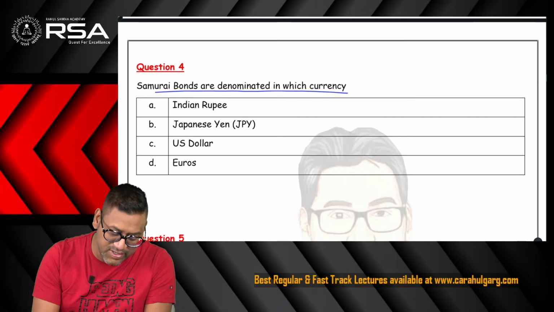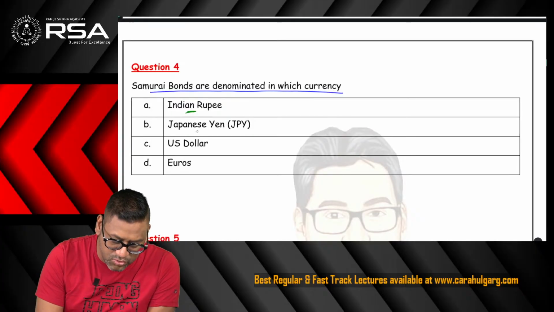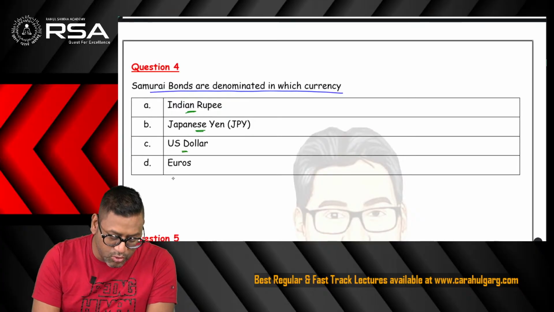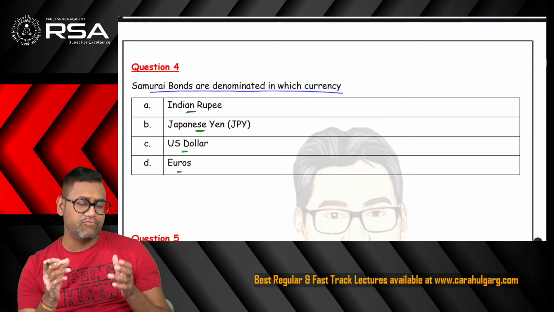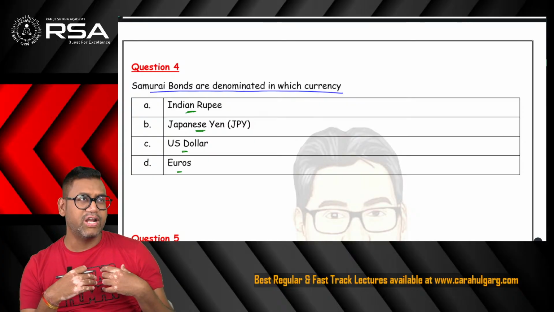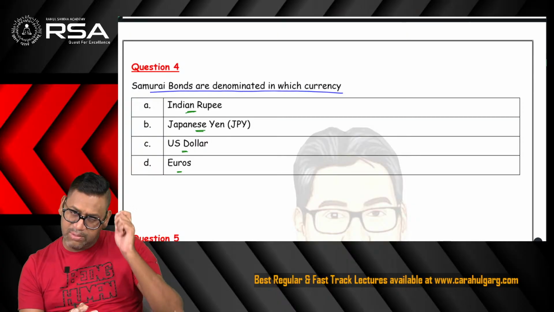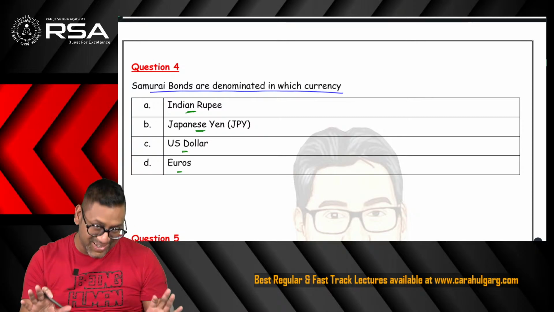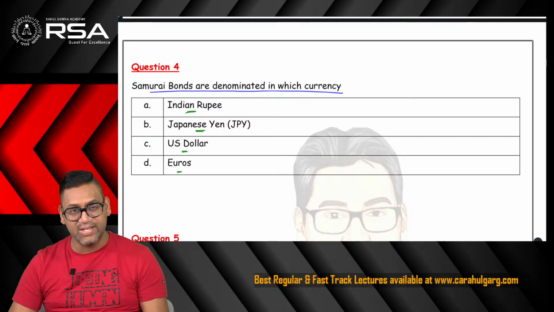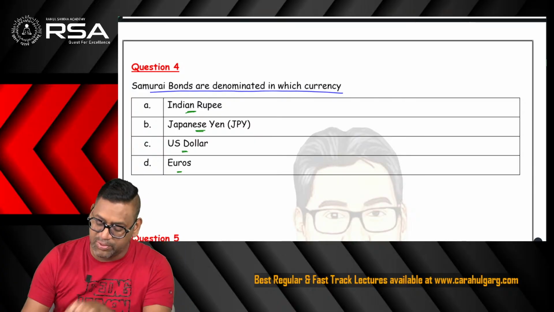So 4 currencies are given: either Indian rupee, or the Japanese currency, which is called Japanese yen, JPY, US dollar, or euro. Samurai bonds. So just visualize. For example, I remember my childhood. When we used to see someone called samurai, immediately the Japanese person used to come to mind. I don't know how you are going to see that, but whenever we say samurai, Japan is connected with samurai. So the answer is Japanese yen.